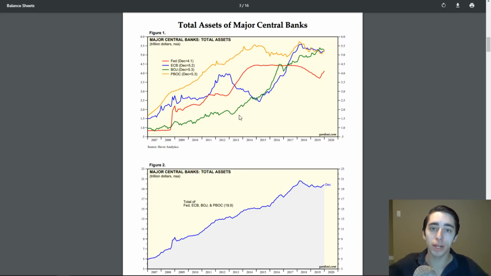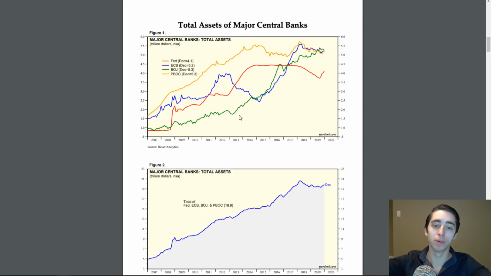So we're adding more cash into the system, right? The Fed's taking in more treasuries and more toxic assets like mortgage-backed securities. They're taking in a lot of those assets and giving new cash to the financial sector.